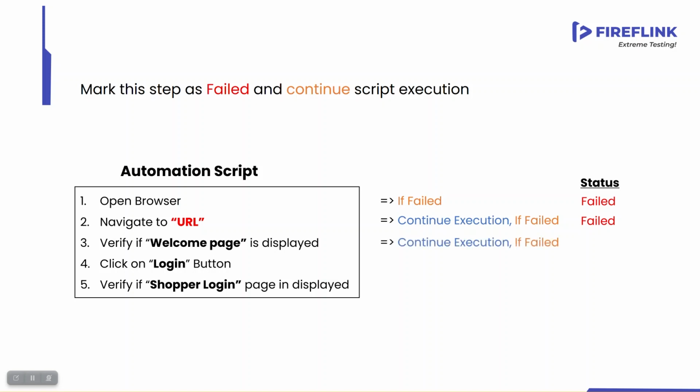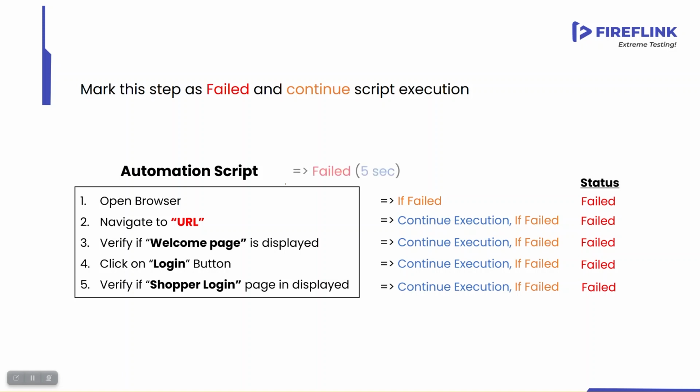What is going to happen? It is going to continue the script execution. My third step will fail, my fourth step will fail, and my fifth step will fail. So all the steps will fail, and when will I get the execution result? After 5 seconds, because we already discussed, right? Let us assume each and every step takes 1 second for execution. So what is the execution time? 5 seconds. After 5 seconds, I am getting the failed status.